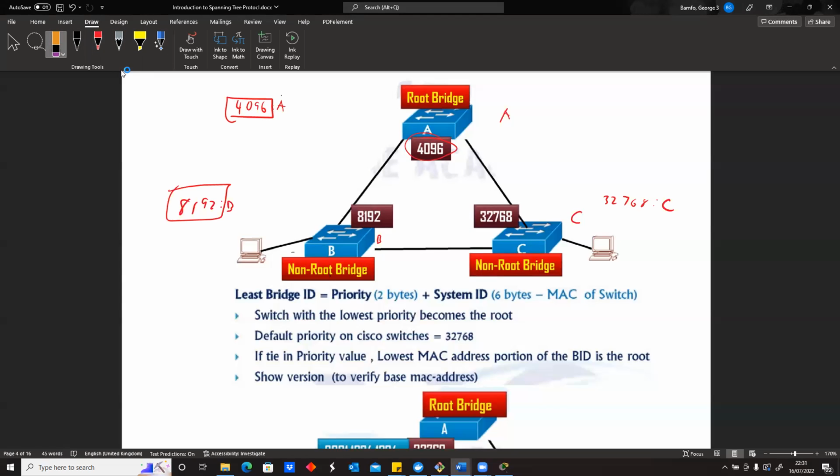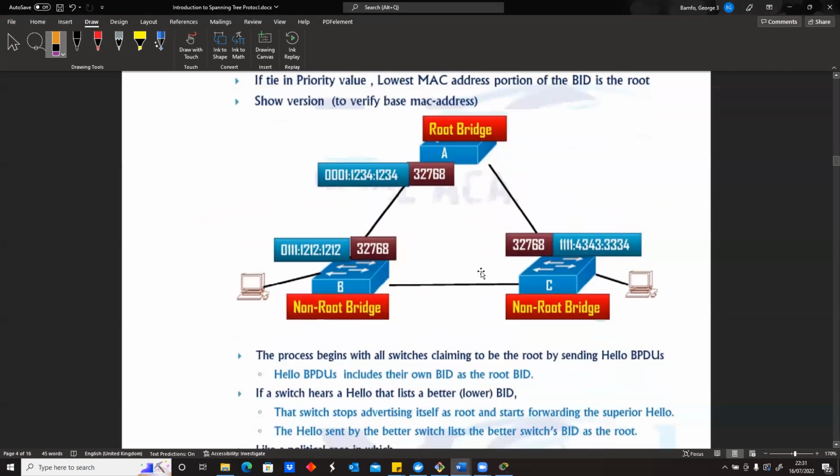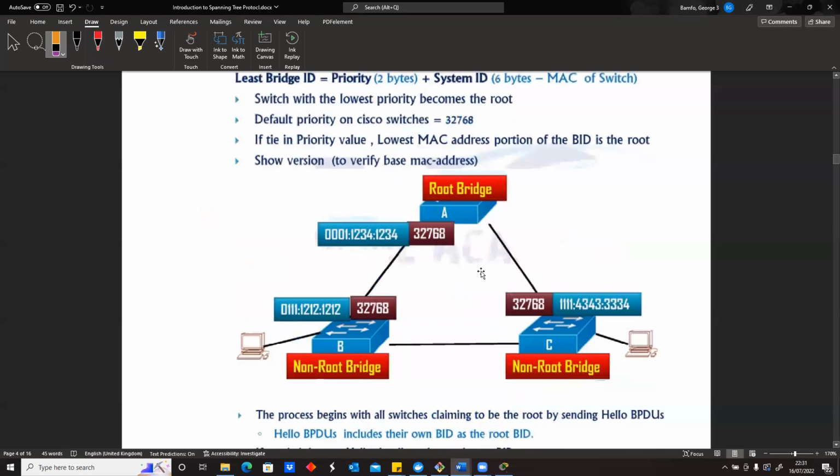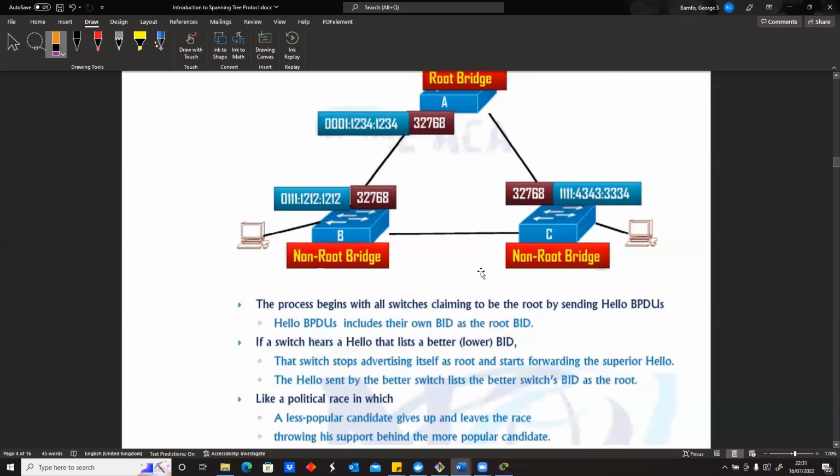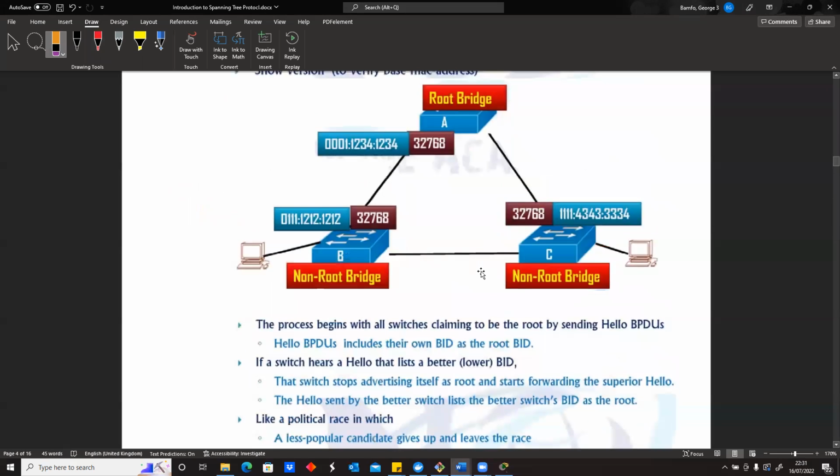The second thing that we want to see will be who becomes the root port. So we'll be seeing that logic as well. Who will become our root port? Now, before we see who becomes our root port, we want to look at how they decide who becomes the root bridge. We know that it's based on the bridge ID and all that, but this is what happens.